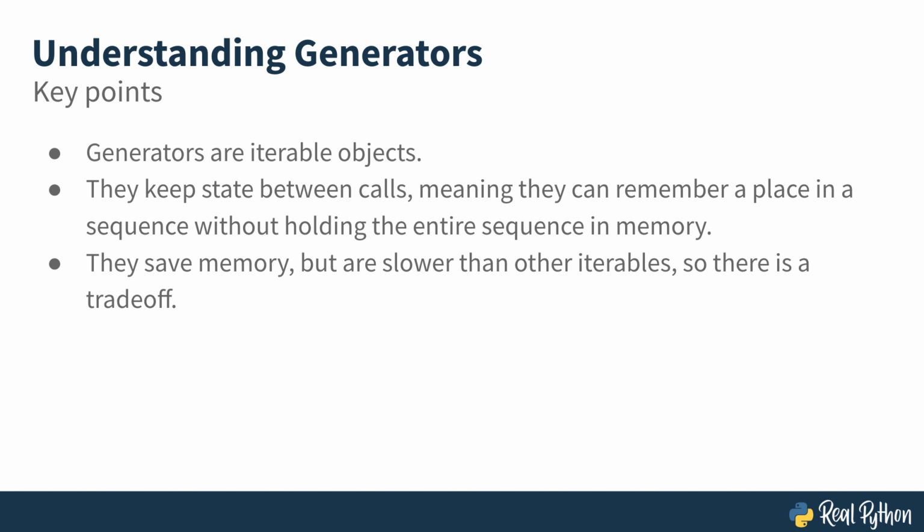They save memory. They have a very modest memory footprint, but you do pay a price for it in terms of speed. So there is a trade-off there between memory and speed. And what is the right solution for you really depends on what kind of application you're working on and what your use case is. In the next video, we'll go a bit deeper into generators by looking at some advanced generator methods you can use.